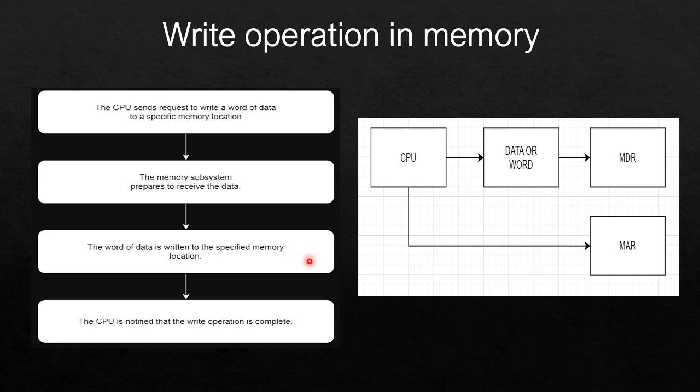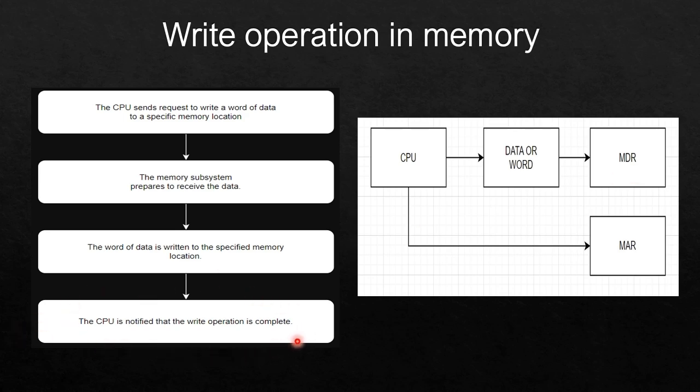After the memory subsystem is prepared to receive the data, the word of data is written to the specified memory location. The data is typically stored in the memory data register, MDR, which is a register that holds the data before it is to be written. The data is then transferred from the MDR to the specified memory location, which is identified by the address stored in the MAR. The CPU is notified that the write operation is complete.